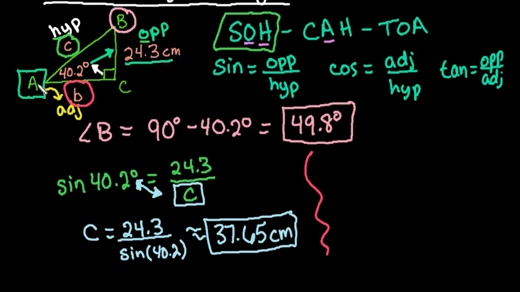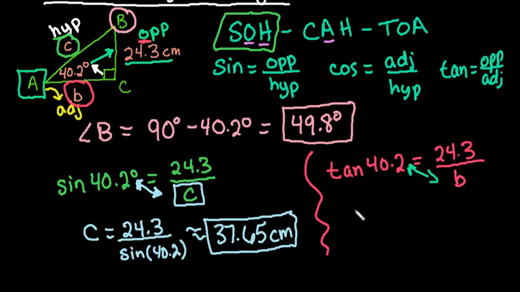Okay, so for this one, since I'm looking at A again, I know the opposite side, and I'm going to find the adjacent side. So on this one, I'm going to use tangent. I would say that tangent 40.2 is equal to the opposite over the side next to it, which is B. Now all I have to do is the same step that I did last time. B equals 24.3 divided by tangent 40.2.